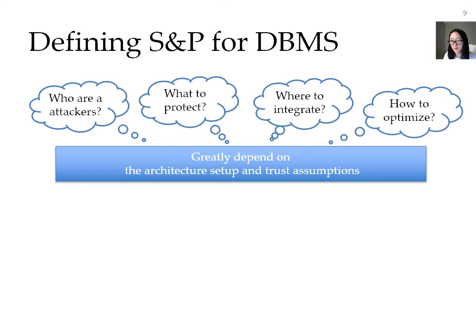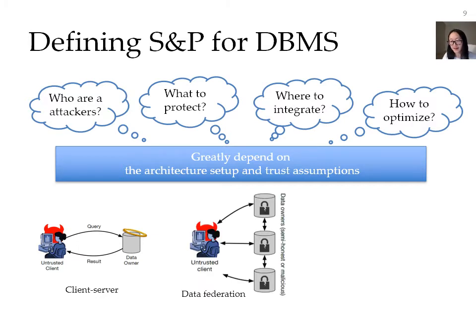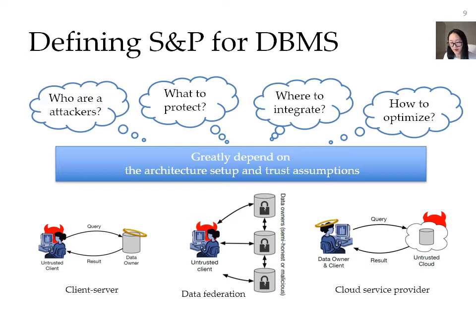In this tutorial, we will examine 3 reference architectures. First, the client-server setup, where the data sits on a server owned by a trusted data broker, but the client is untrusted, where we put the devil picture beside it. The second reference architecture considers the case where the sensitive data is federated and there's no trusted central server or data broker. Lastly, the cloud service provider setting.